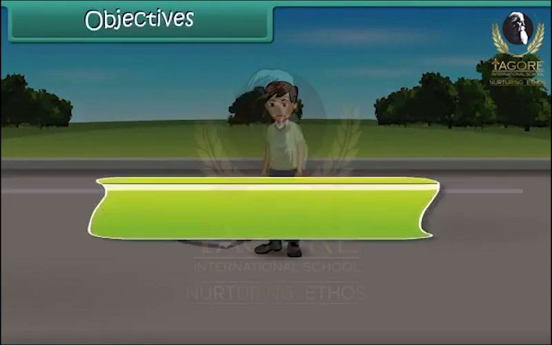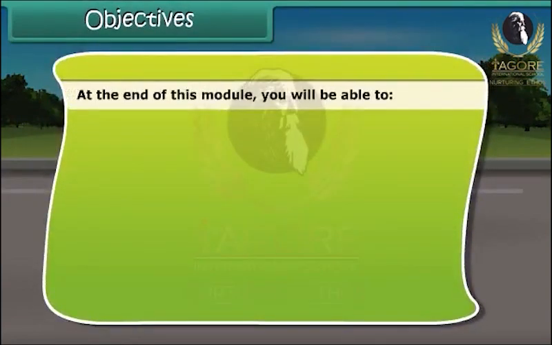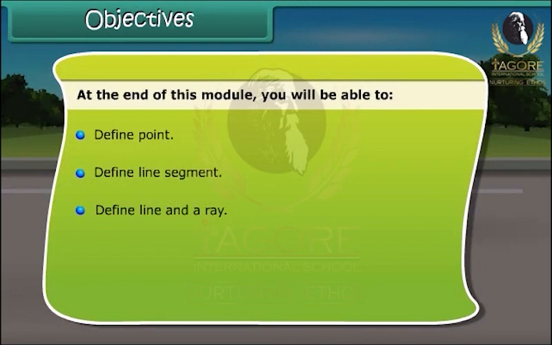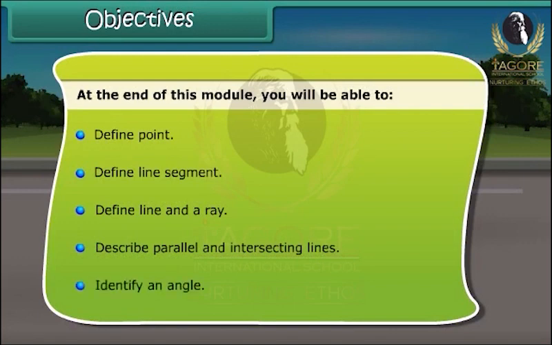Objectives. At the end of this lesson, you will be able to define point, define line segment, define line and ray, describe parallel and intersecting lines, identify an angle.